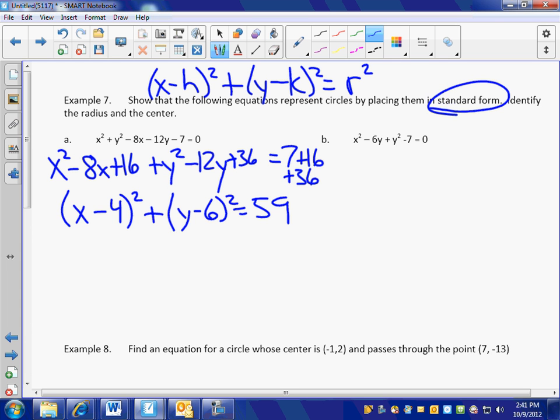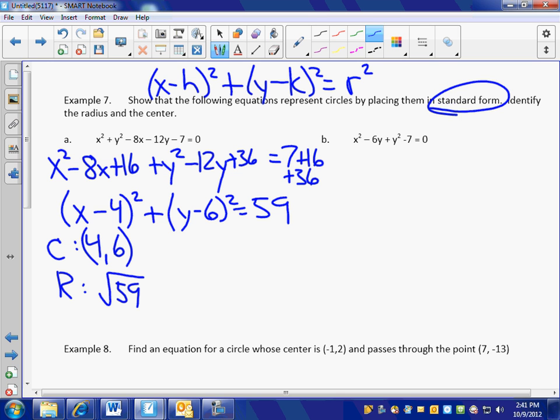Now, do you see why we did that? Why would I put it in that form when it was in that form? What's the point? Because now I know the center. The center is positive 4, 6. And the radius is square root 59. That's it.